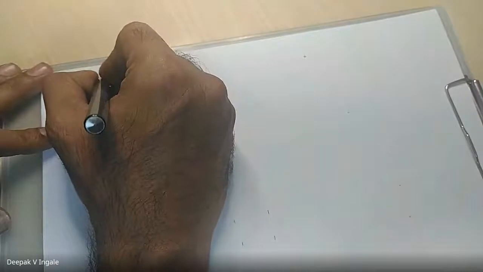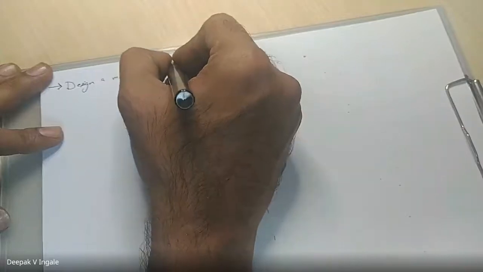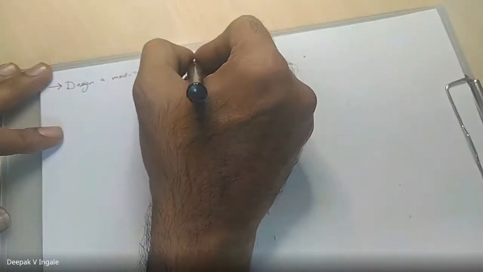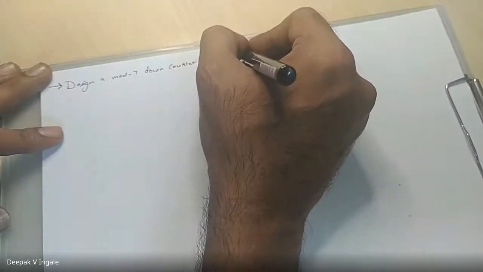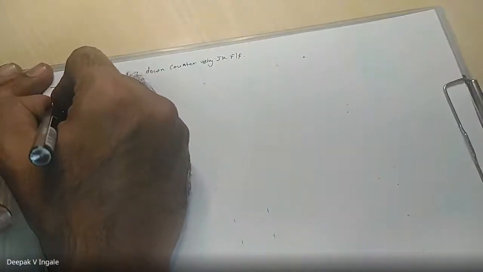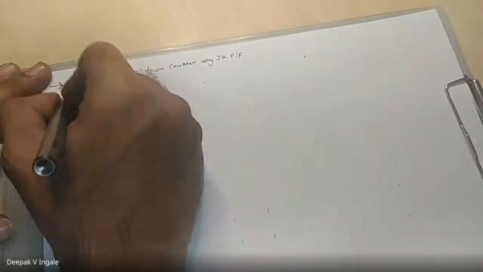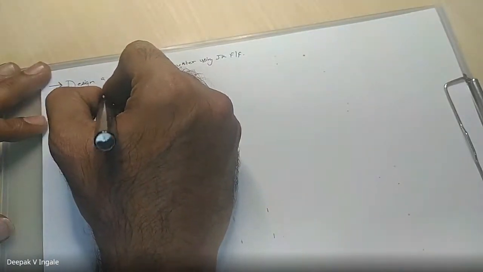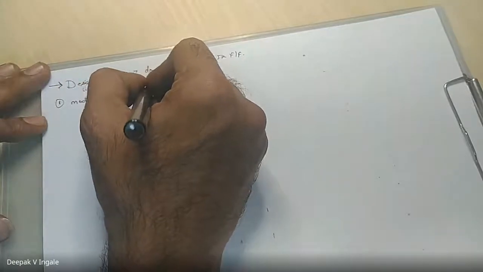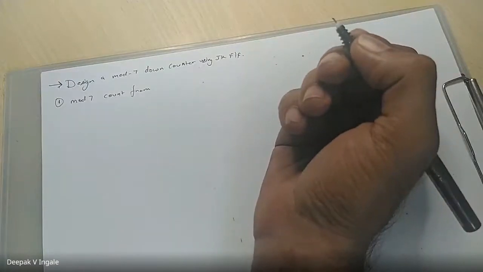So the question would be: design a synchronous mod 7 down counter using JK flip-flop. The first step is to determine the number of flip-flops required. Mod 7 would count from 7 to 0, sorry, 6 to 0.